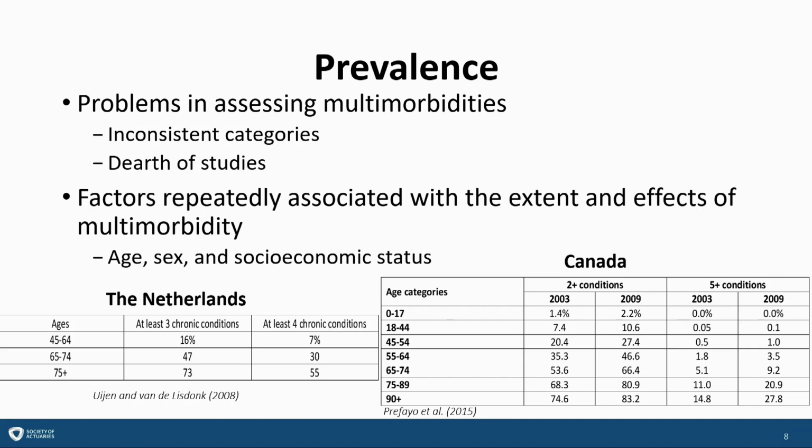This is a challenge, particularly across studies, in that there are often inconsistent categories. There are some categories of 4 conditions, and there are some categories of 40 conditions. So it can be difficult to assess a prevalence or agree upon a prevalence of the existence of a multimorbidity condition. And also there's a dearth of studies.